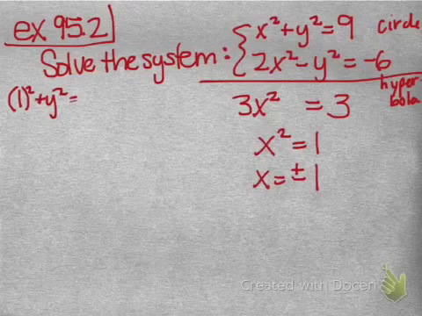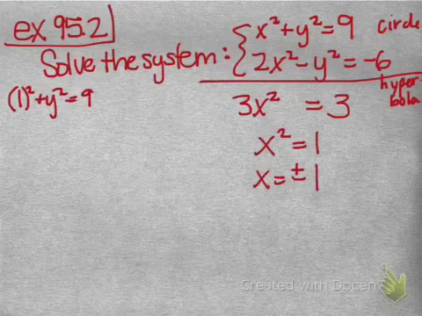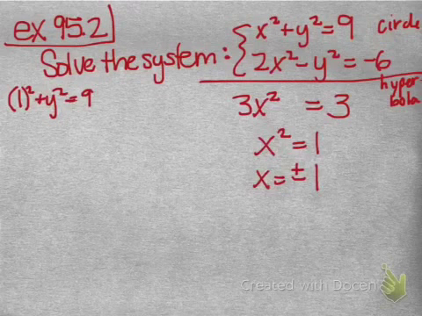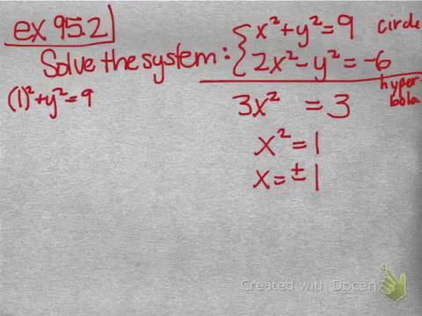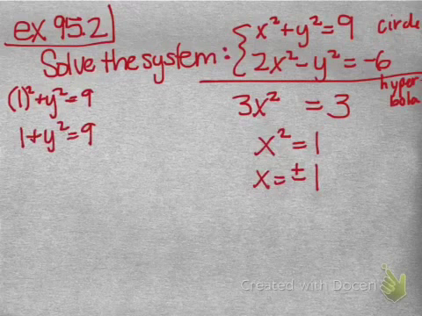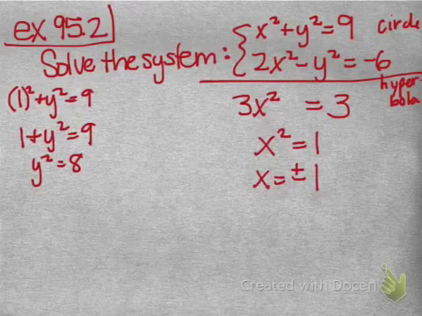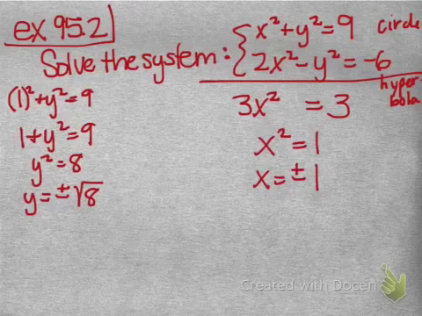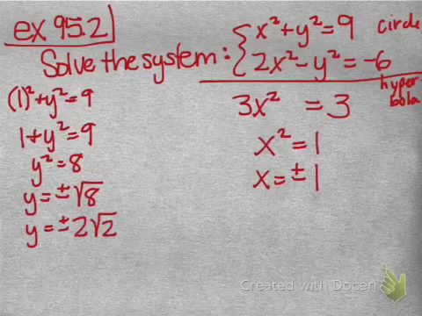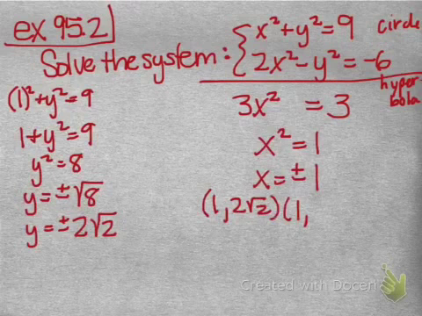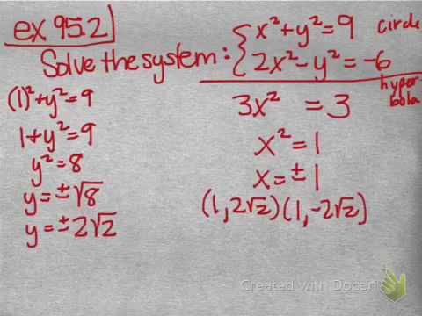So since there are two possible solutions, we need to plug both a positive 1 and a negative 1 in to find what our y's are going to be. So we'll start with positive 1. 1 squared plus y squared equals 9. So y squared is 8, and y is plus or minus the square root of 8. So our solution in this case, we have plus or minus 2 square roots of 2. So we have (1, 2 square roots of 2) or (1, negative 2 square roots of 2).